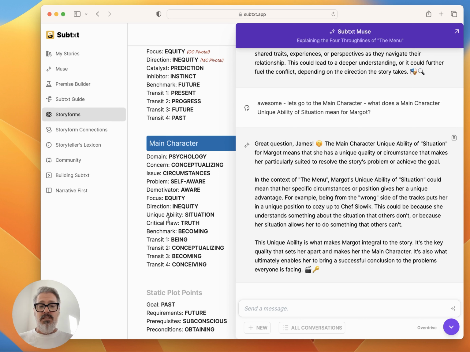It's the key quality that sets her apart and makes her the main character. It's why nobody else can be the main character in the story. It's also what ultimately enables her to bring a successful conclusion to the problems everyone is facing.